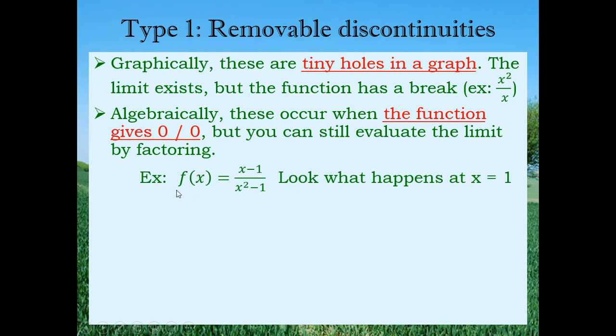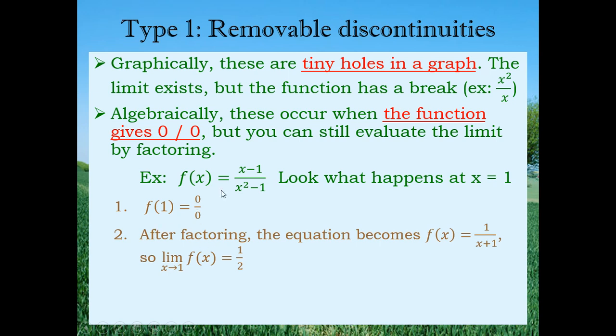So, for example, f of x equals x minus 1 divided by x squared minus 1. Well, look what happens at x equals 1. f of 1 is 0 over 0, so the function doesn't exist. But after factoring, we can factor this into x minus 1 times x plus 1, and the x minus 1's cancel out, and we're left with 1 over x plus 1.